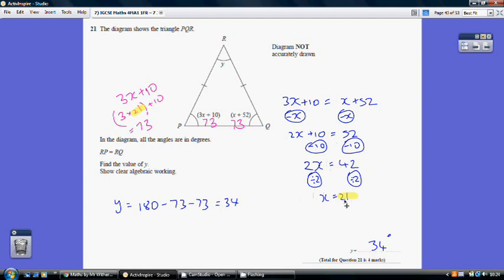Now once we know x is 21, we can work out either of these to work out what these two equal angles are. Substituting the 21 into this, we get 3 lots of 21, and we add 10, we get 73 degrees. And of course you're also going to get 73 degrees if you substitute 21 into this one. So these base angles are 73. Well, angles in a triangle add up to 180 degrees, so y must be 180, take away 73, take away another 73, giving us 34 degrees.